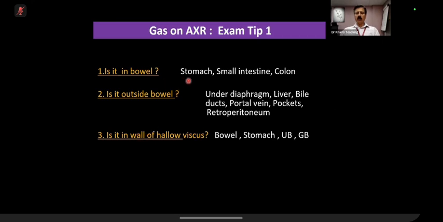So within the bowel, it can be within the stomach, small intestine or colon. Outside the bowel, it can be under the diaphragm, it can be within the liver or any other viscera, it can be in the bile ducts, the portal vein, there can be pockets of free air, it can be in the retroperitoneum. All of these are exam cases. And these are again exam cases. So here, the gas is present, but this gas is present in the wall of the viscera. And again, they will come in the exam. Is it in the bowel loops, or in the stomach, or urinary bladder, or gallbladder, etc.? So I'll show you examples.